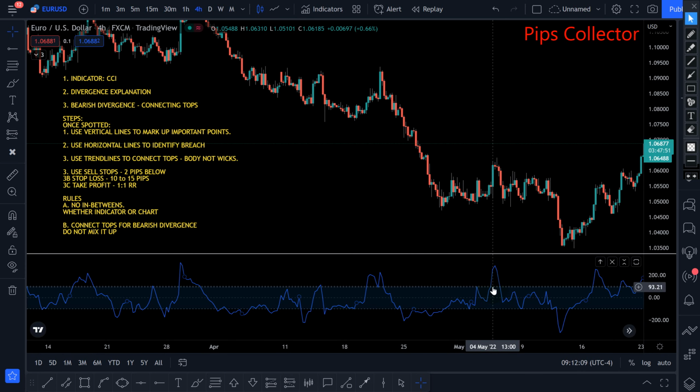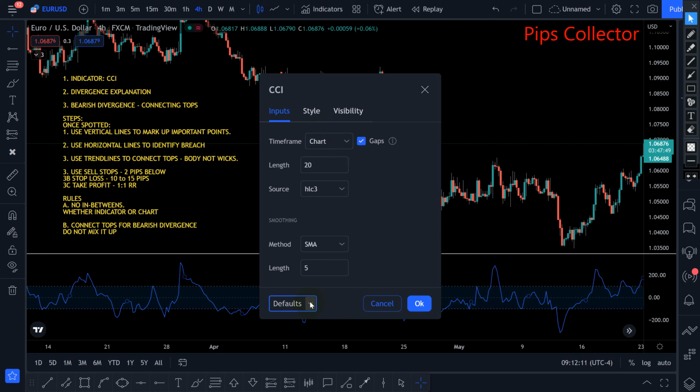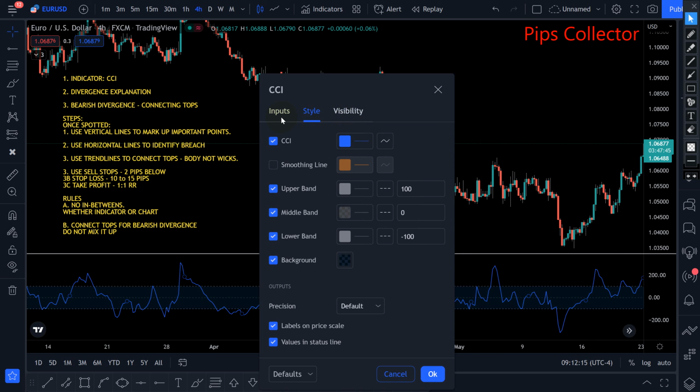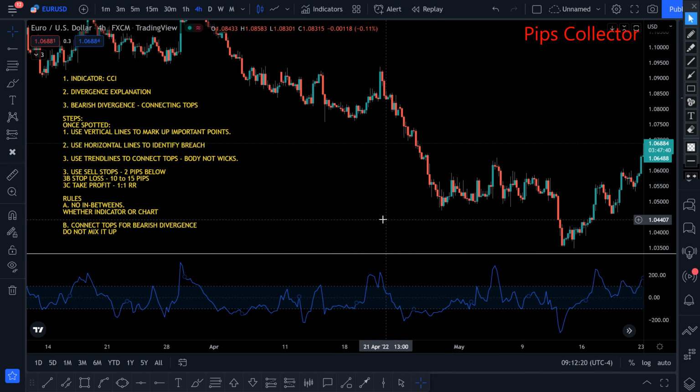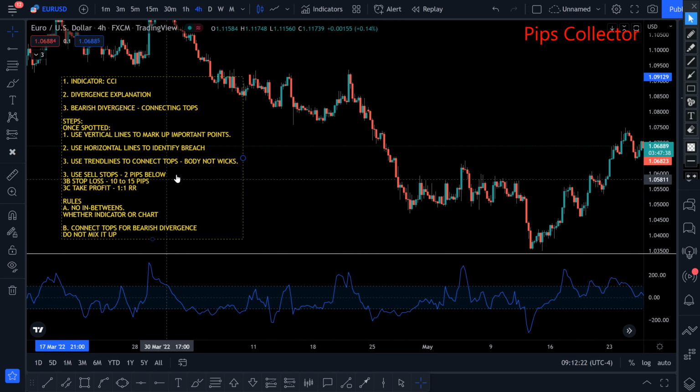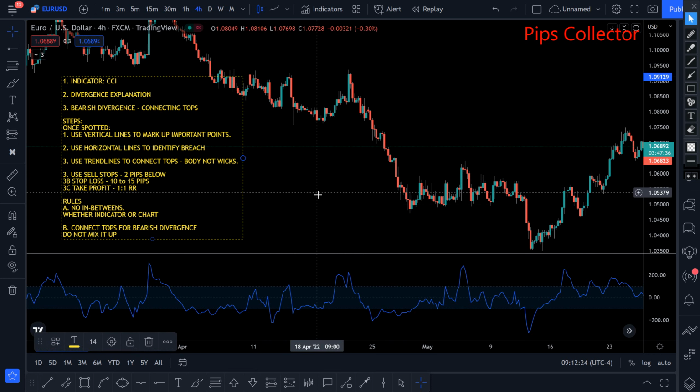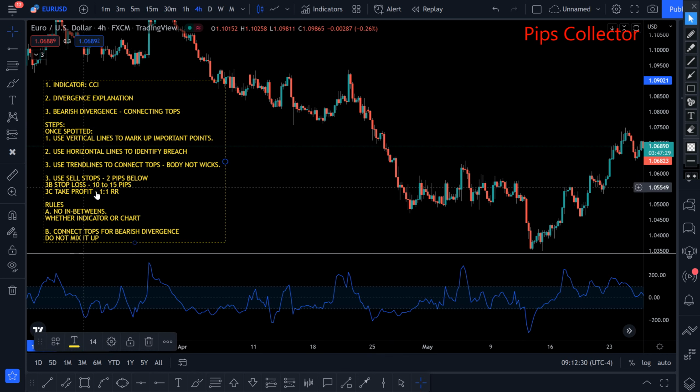I repeat, I am not using any special indicator. I didn't modify it, I didn't customize it. I'm leaving it the way it is, okay? I'm not changing anything on it. So this is what we're going to do. We're going to try an example running through all the explanation that I have earlier done.